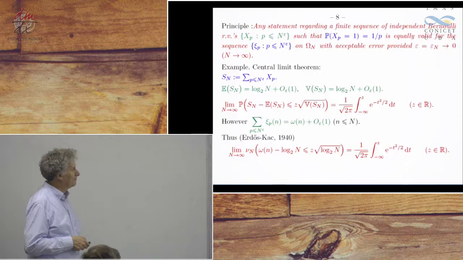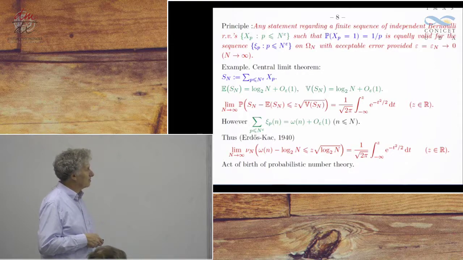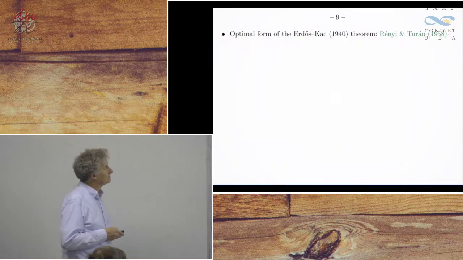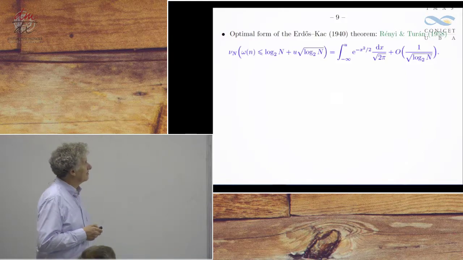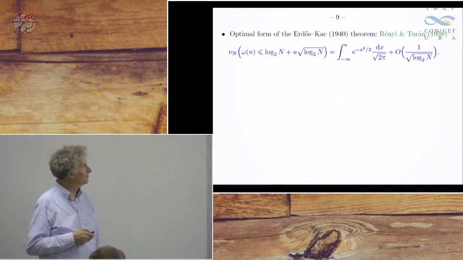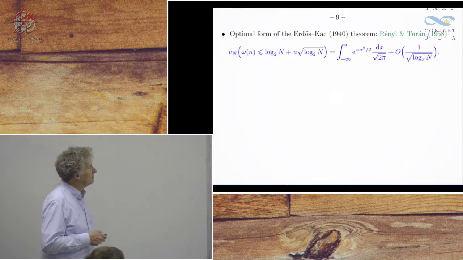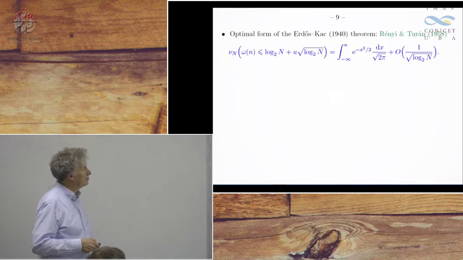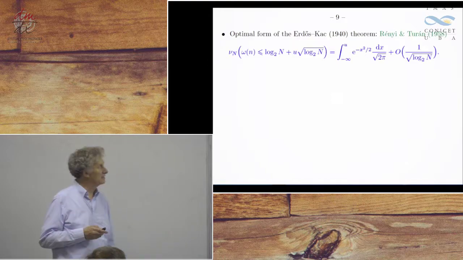And this is the second birth of probabilistic number theory, because after the Hardy-Ramanujan theorem, we find a Gaussian law for the number of prime factors. Now, of course, we want here an error term, and Rényi and Turán, so you see 1940, 1958, so 18 years between the two. And the optimal remainder is 1 over root log n.